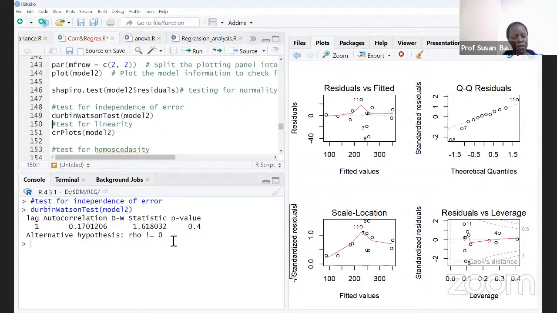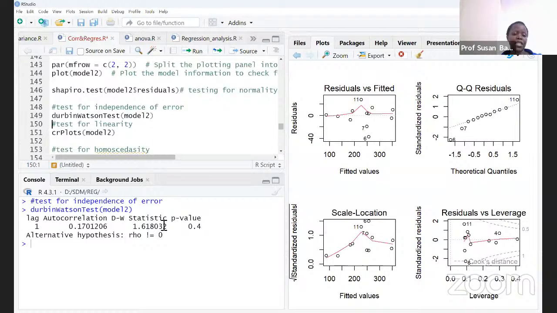So if we look at our p-value, oh, the null hypothesis is that the data is not correlated versus the alternative is that the data is correlated. Now our p-value is 0.4, which is greater than 0.05. And we conclude that our data, the errors, are not correlated.